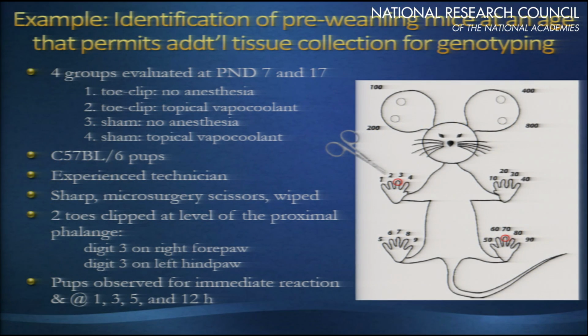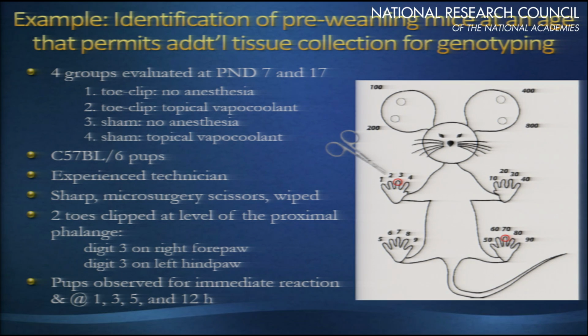So we elected to do a study and evaluate this, and we looked at 4 groups of animals. We looked at 2 that were toe clipped, one without a topical anesthetic and one with. The topical anesthetic was a vapocoolant, ethyl chloride. And then we had 2 sham groups, one in which no anesthesia was used, and one in which the topical vapocoolant was used. We used a strain of mouse that is the most common background strain in genetically engineered animals. An experienced technician did this work. We clipped 2 toes, the third digit on the front and the opposing third digit on the rear.